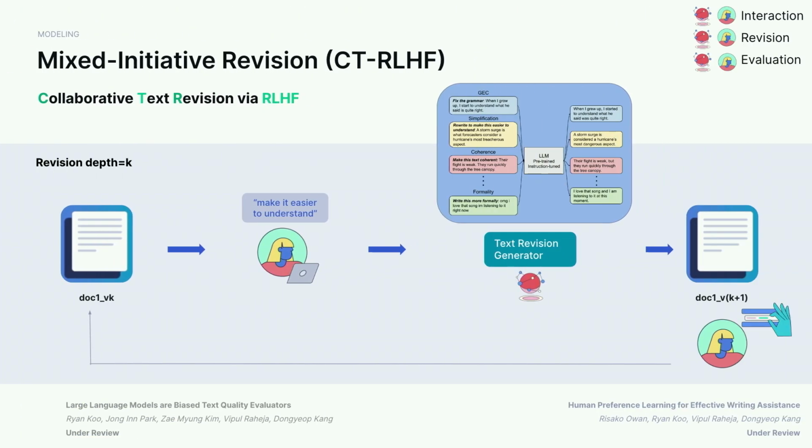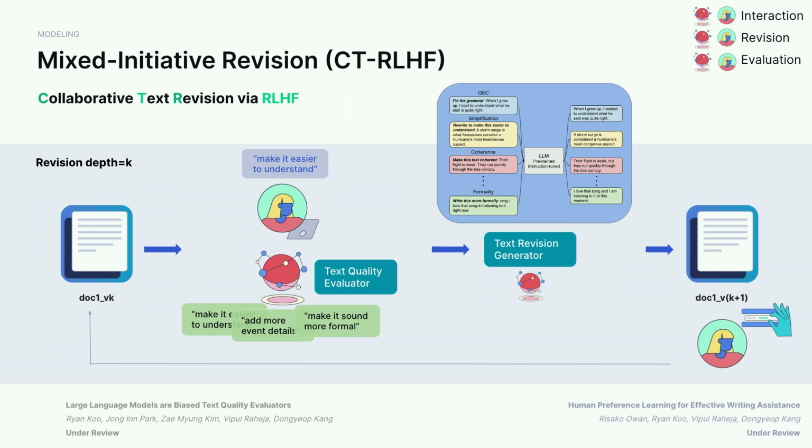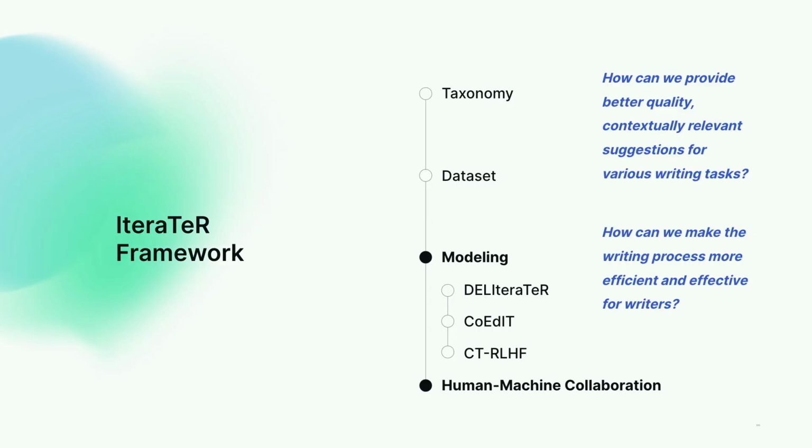And if we look at it in the same way as the more simplified version of CTRLHF, given a document in the revision cycle, which could have been created by a human or in collaboration with a text generation system, we replace the predominantly user-driven interaction with something that is both user-driven and system-driven, so a much more collaborative way to decide what to revise and how to drive the revision process. All right. So in the next section, I'll present some results pertaining to the modeling and human-machine collaboration.